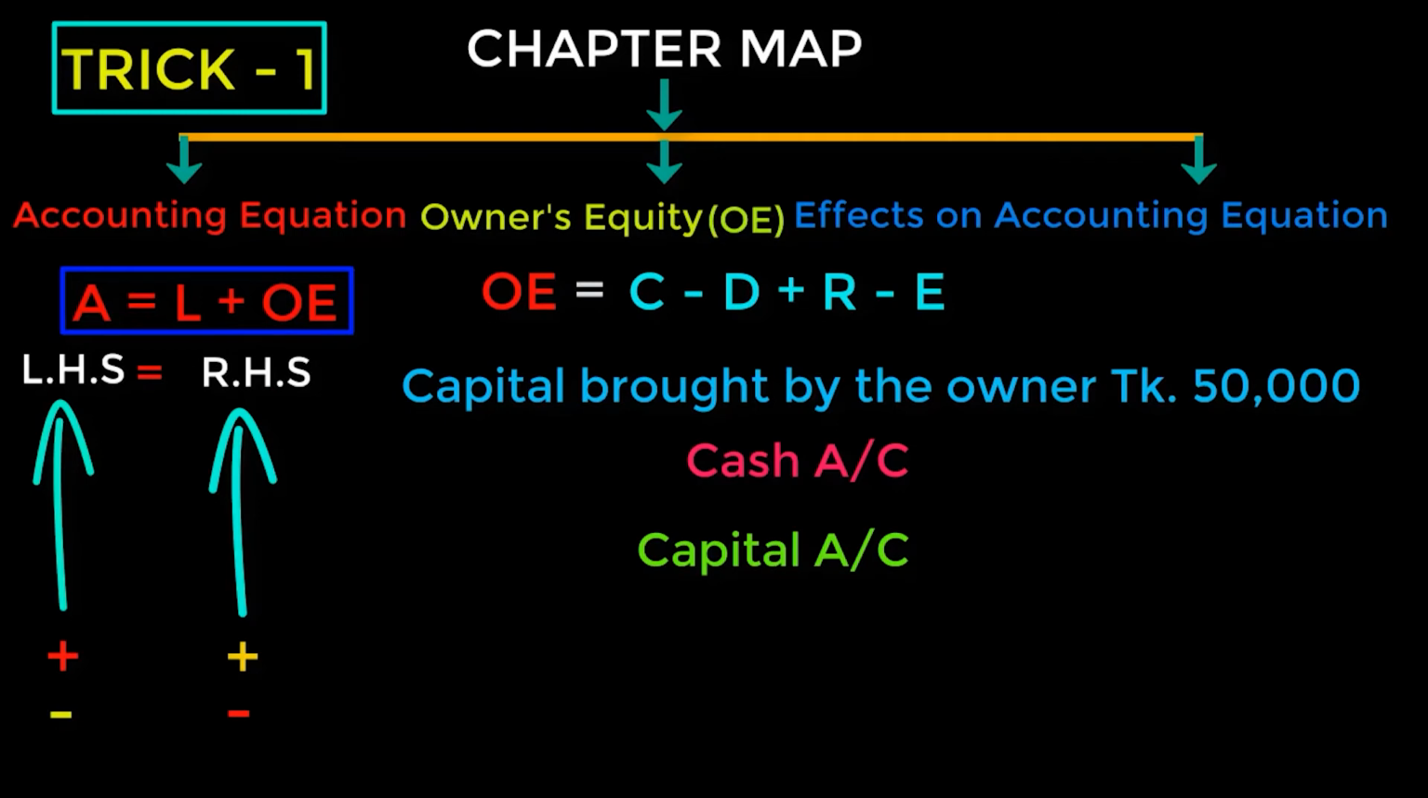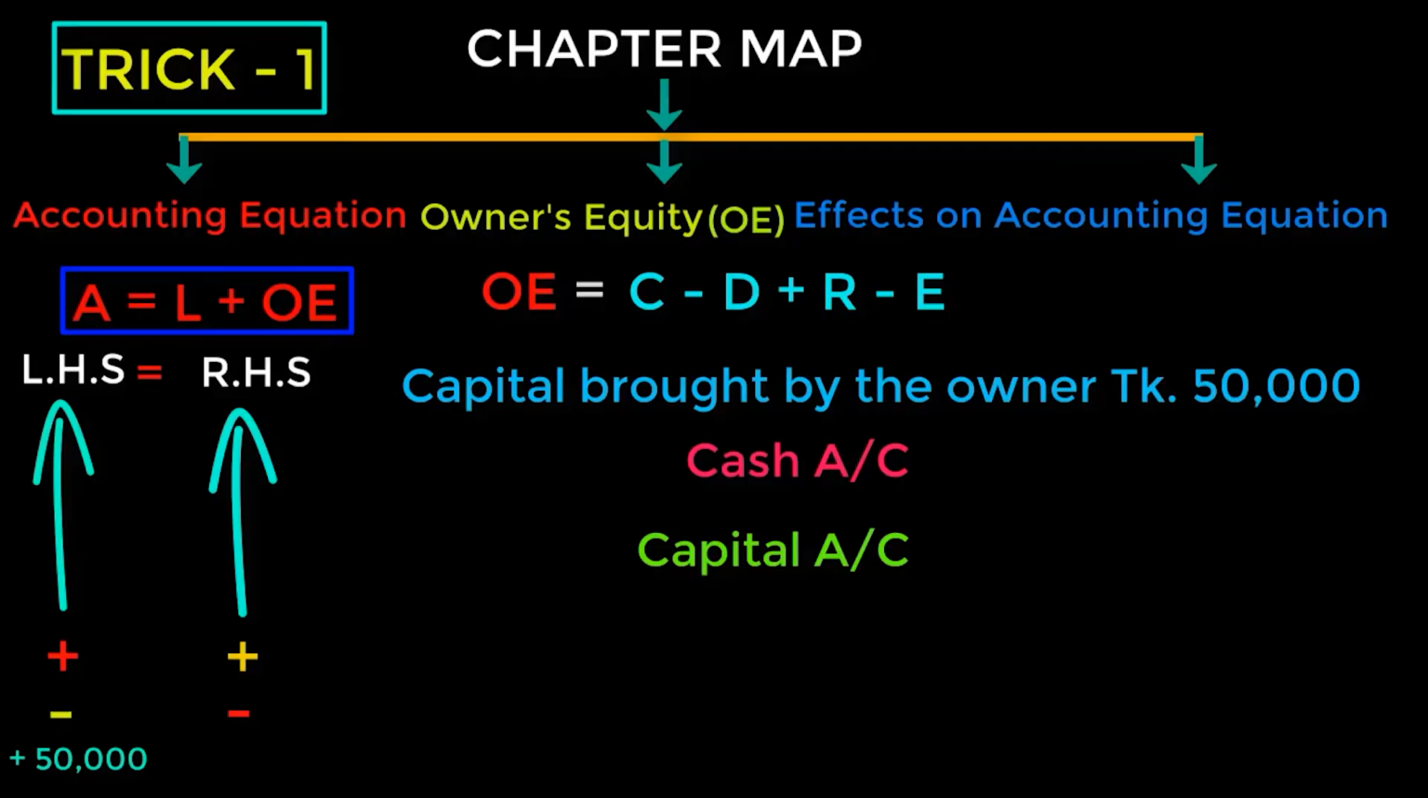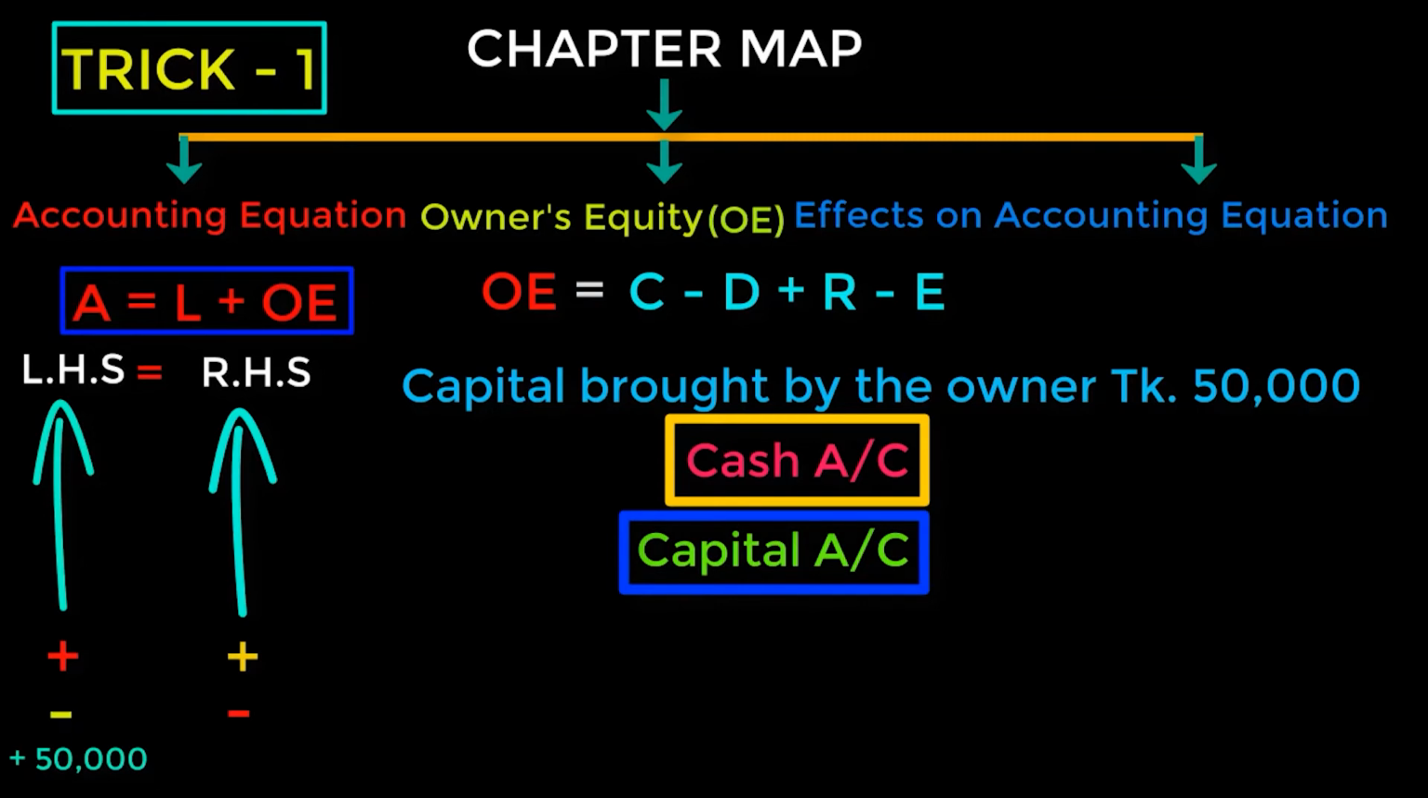Can you tell me, for bringing cash by the owner, will here be plus or minus in this left hand side? Certainly plus. So we can write in this left hand side plus 50,000. In case of changes of both sides, if we somehow can figure out one account whether it is plus or minus, then automatically we will be able to say that the other account will be plus or minus.